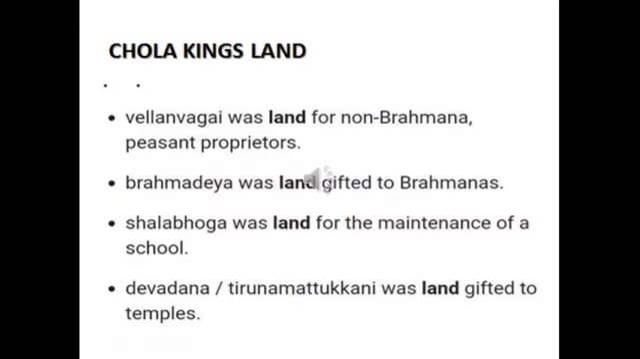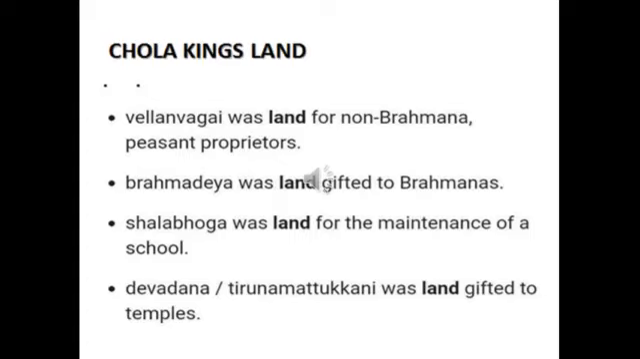Then various types of land were gifted by the Chola kings, which are known from the inscriptions and copper plates. They are Vellanvagai, which was the land given to non-Brahmana peasant proprietors. Then Brahmadeya, which was the land gifted to the Brahmanas.